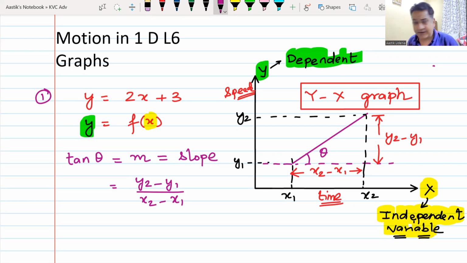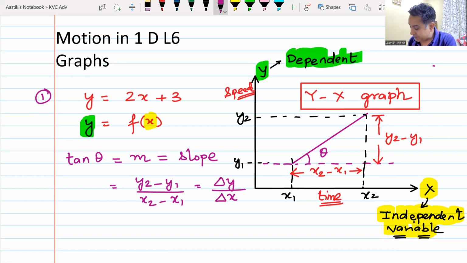Y2 minus y1 divided by x2 minus x1. I can also write it as delta y, change in the value of y, divided by delta x. Delta means change, and change means final minus initial: y2 minus y1 divided by x2 minus x1. Do we understand this? Raised hands will give me more confidence that we understand this.